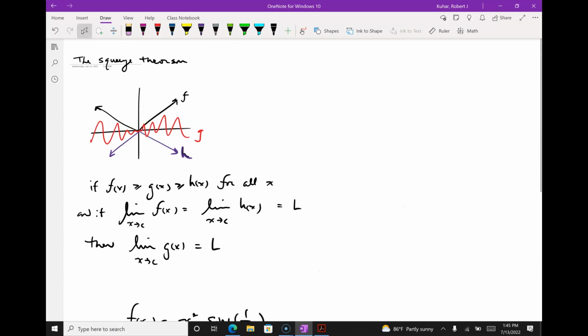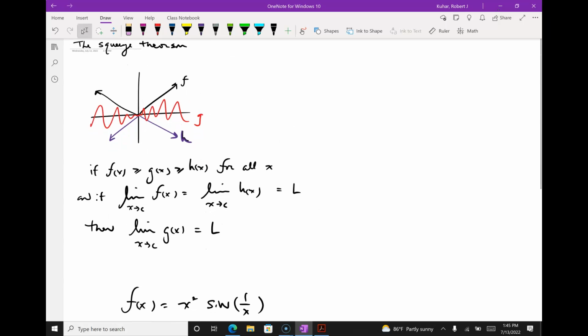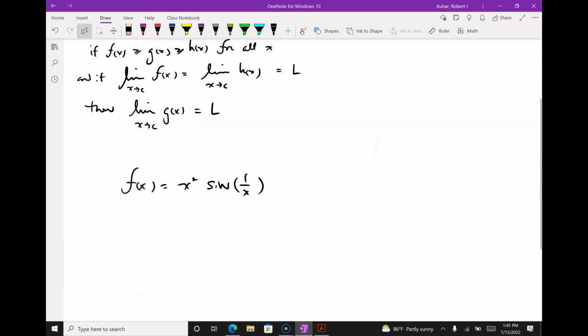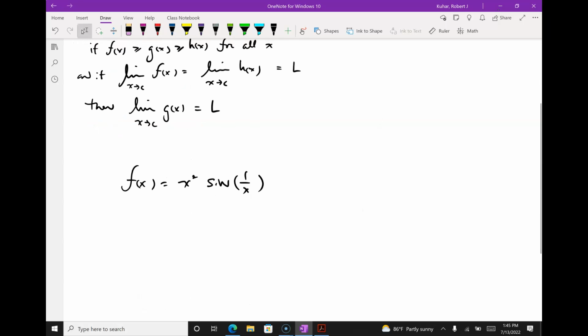So I'm saying, right, I've got an upper function, a lower function, and a middle function. And the upper and lower squeeze down to a single point. Then the middle one's got to squeeze down to the same point. So in particular, we'll look at x squared sine of 1 over x.